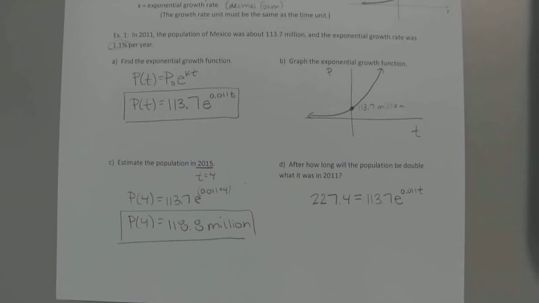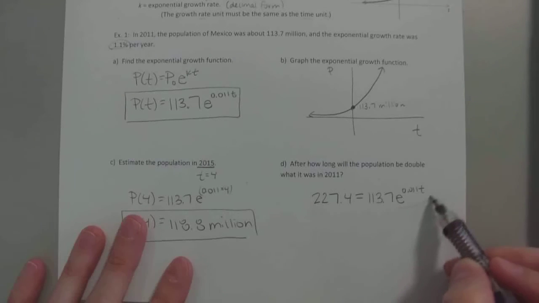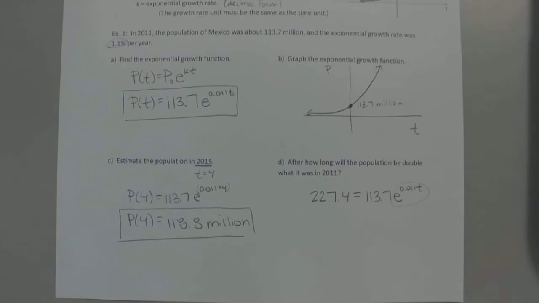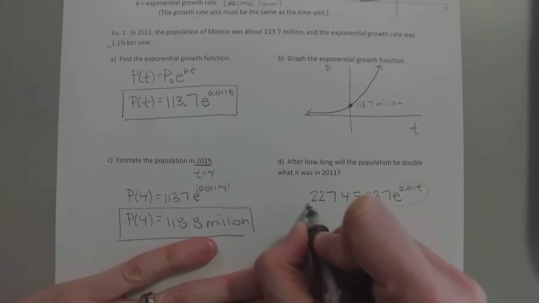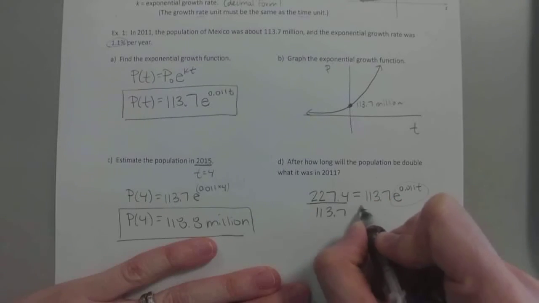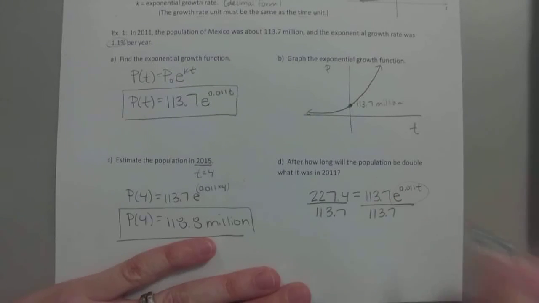We want to eventually get t by itself. It's up in the exponent, so we're going to eventually write it as a log. But before we can write it as a log, the exponential part, the base with the exponent, has to be isolated. And who's in our way right now? The 113.7. So how are we going to get rid of the 113.7? Divide both sides by that.